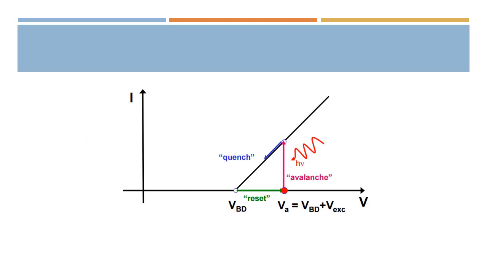Here we can see where the applied bias is with respect to the breakdown voltage of the device. The difference between the breakdown and the applied voltage is the excess voltage. We can see the increase in current when the avalanche is triggered, the decrease in current and voltage when the device is quenched, and the reinstatement of the applied bias to reset the single-photon avalanche diode.